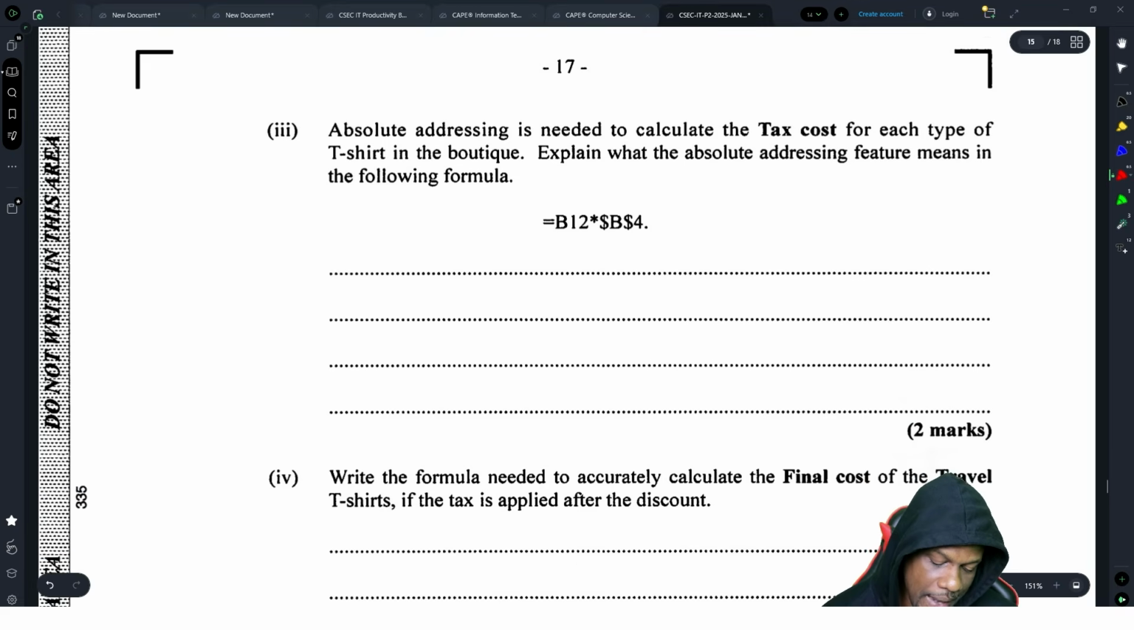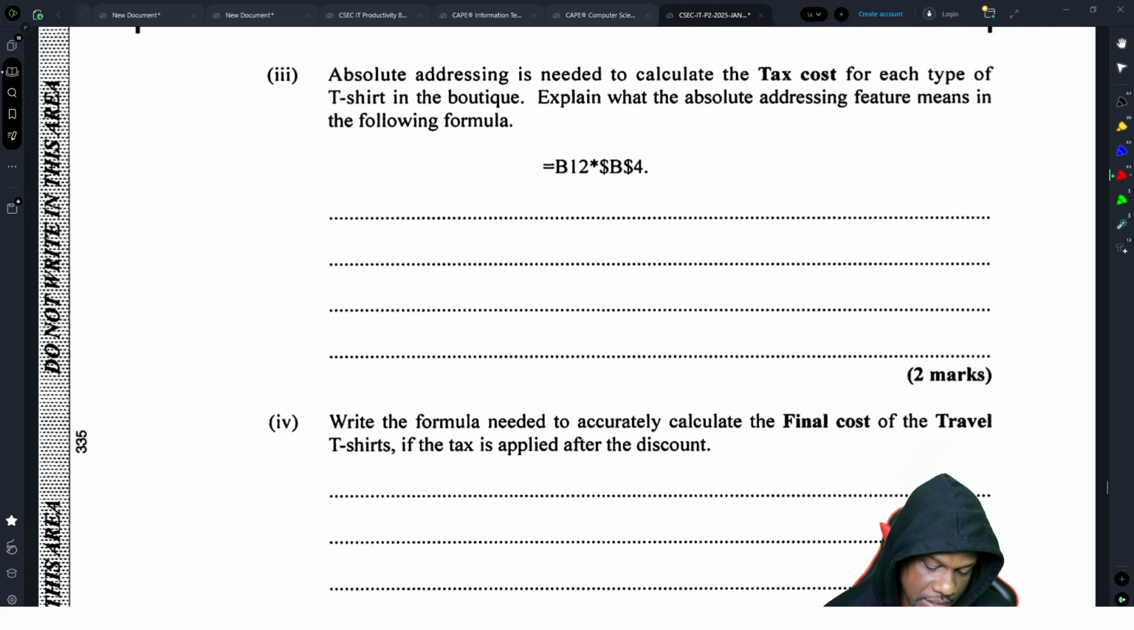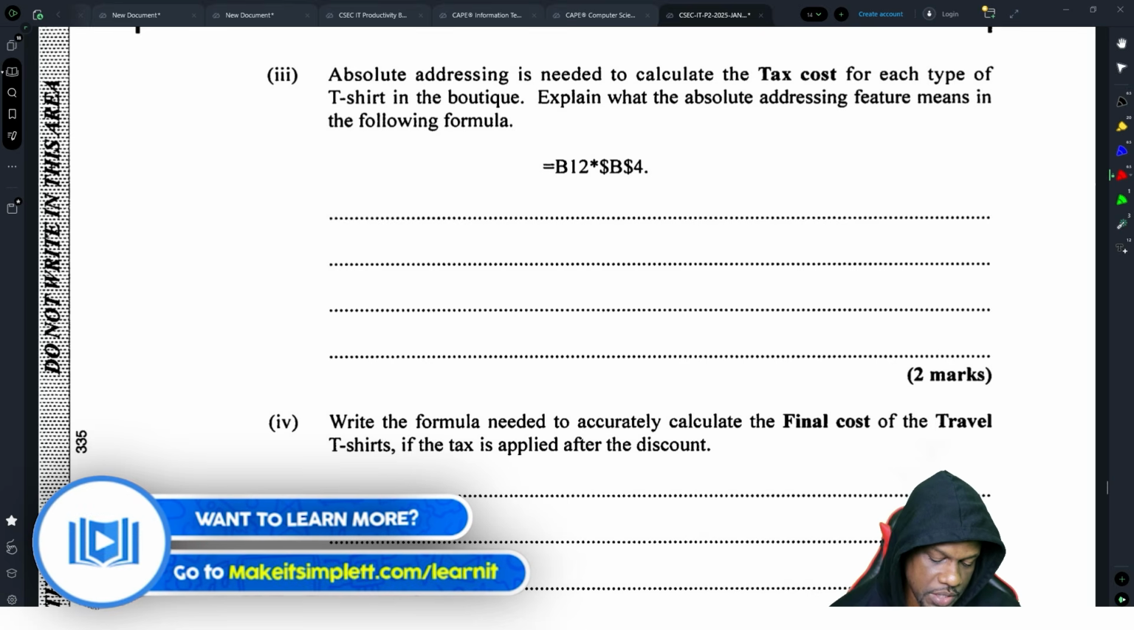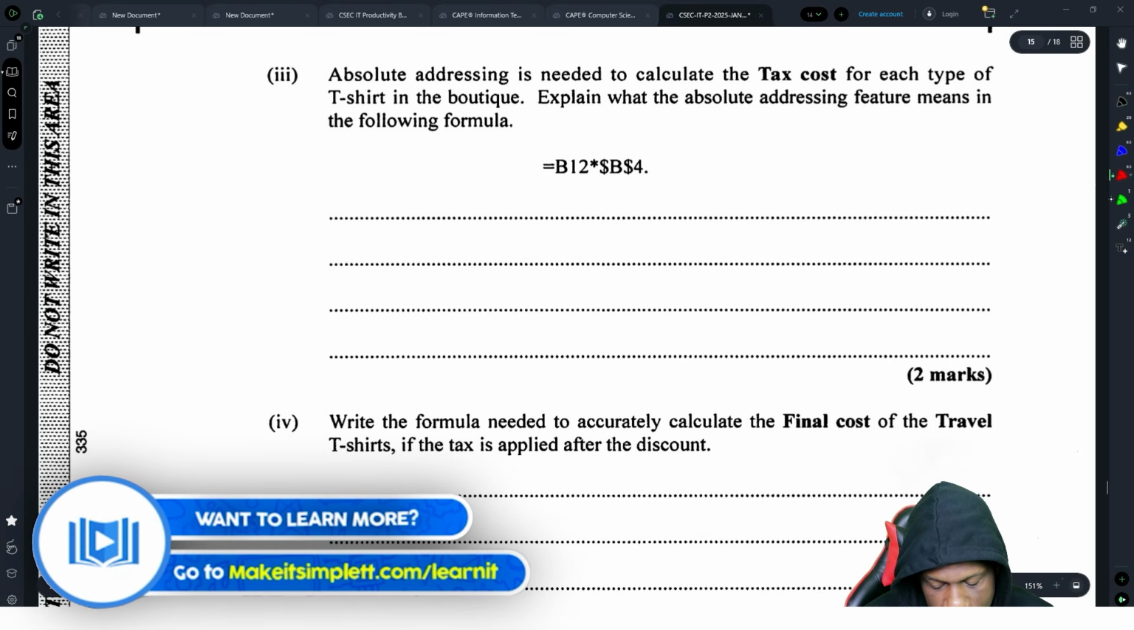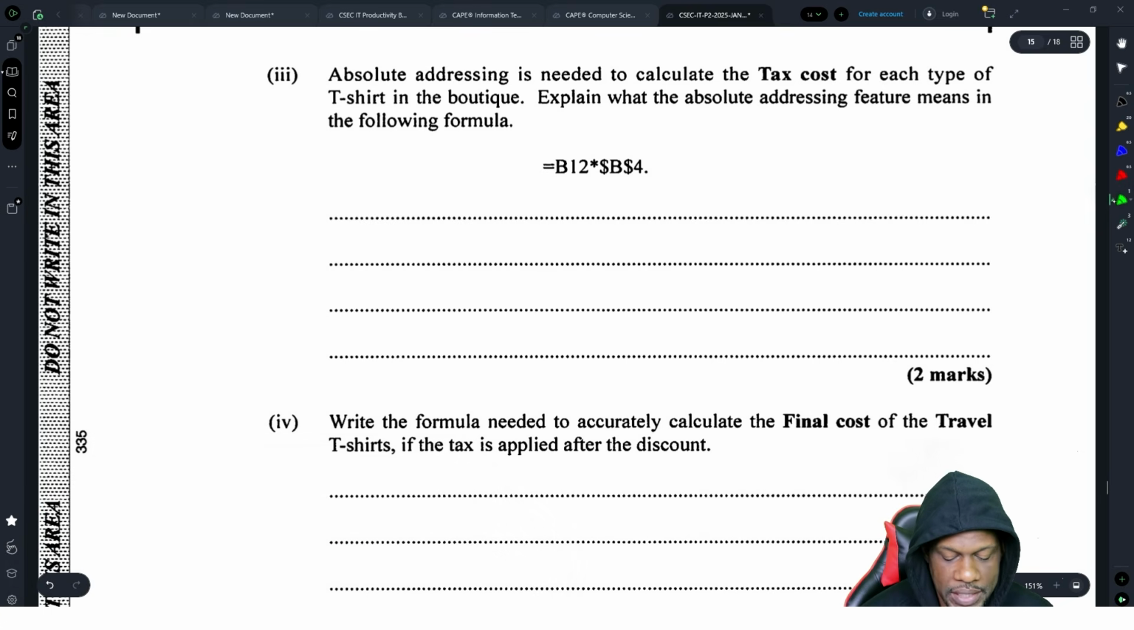Cool. Absolute addressing is needed to calculate the tax cost for each type of t-shirt. Explain what this absolute addressing feature means in the following formula. Yep, this is where people go to die. What we are doing is trying to stave off a calamity. Not knowing how absolute cell addressing works is most of the problem with people in spreadsheets, as far as I know. So I'll try my best to explain it, but I can't explain every single thing while doing a past paper video. If you don't know it, you don't know it.